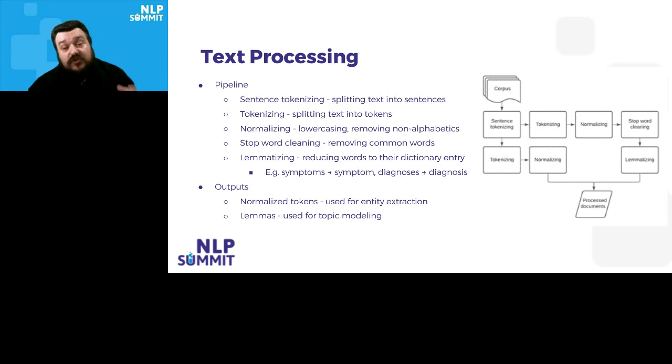This one here has much more aggressive normalization. So the tokenizing is grouping together common Engrams. I'll go over how we got those in a moment. A little bit more aggressive normalization, getting rid of overly short words, removing stop words, and lemmatizing, so reducing words to their dictionary entry. And then I save both these views of the data. So I save the normalized tokens from this reduced one, and I save the lemmas for the topic modeling.